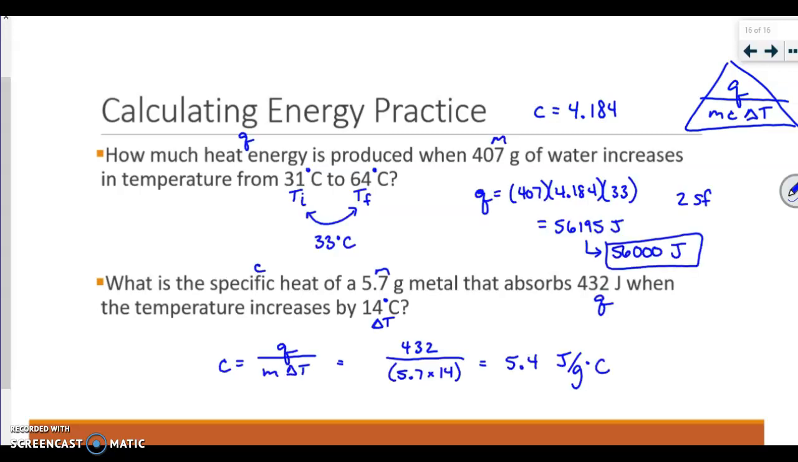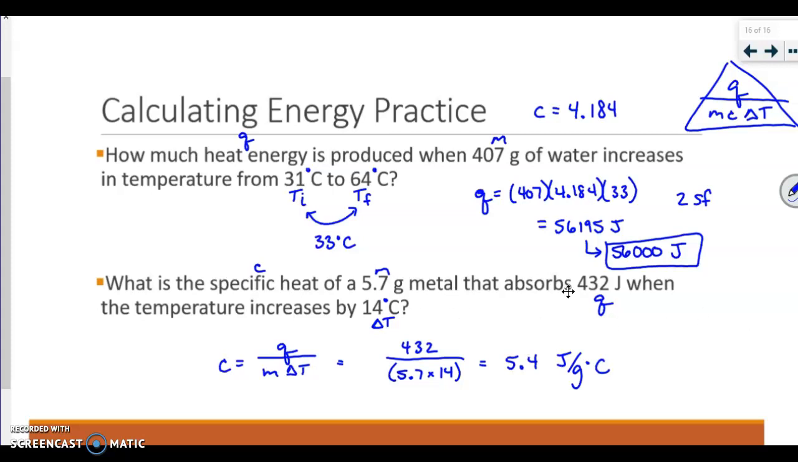Please check your answers. The first one is just like the one we did on the previous slide. You're calculating Q. So I found my change in temp first. I took 64 minus 31, and then I plugged everything in. Q equals M times C times my change in temp. I only want 2 sig figs because my 31 and my 64 are 2 sig figs, so my answer changes to 56,000.